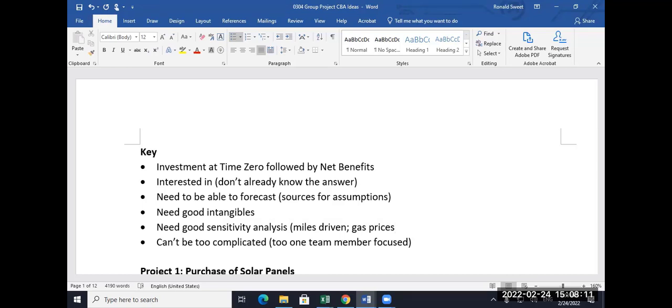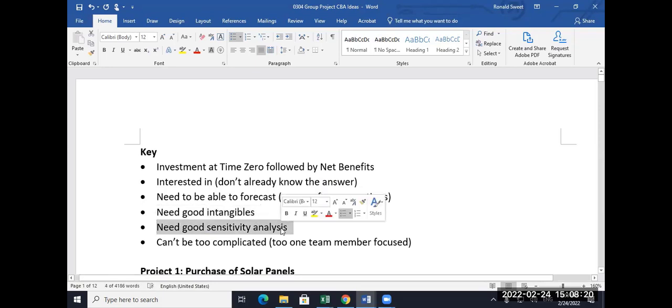The things you're most uncertain about. So there are some projects that are really good projects, except there are no good intangibles, or there's nothing you can really do sensitivity analysis on. So you might have 3 projects you're interested in, and those 2 things might be the deciding factor to give you something really to sink into.